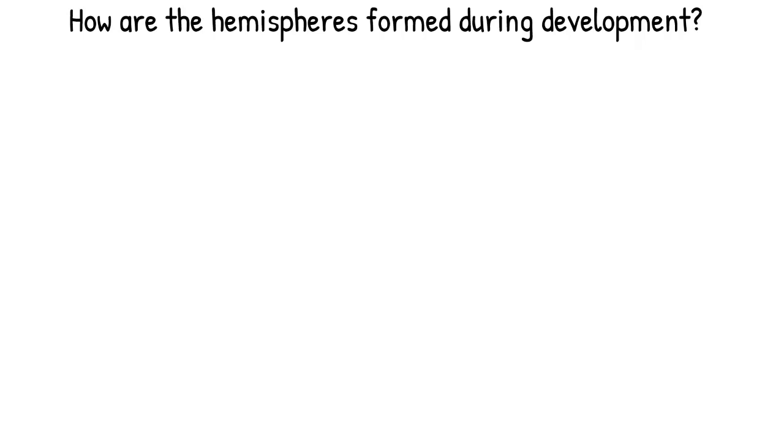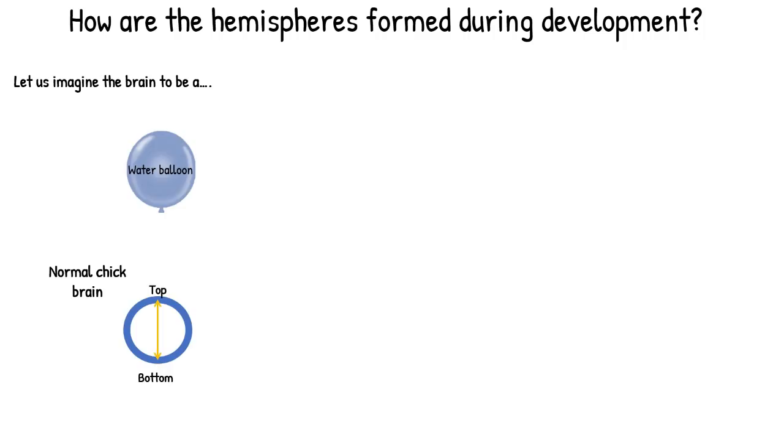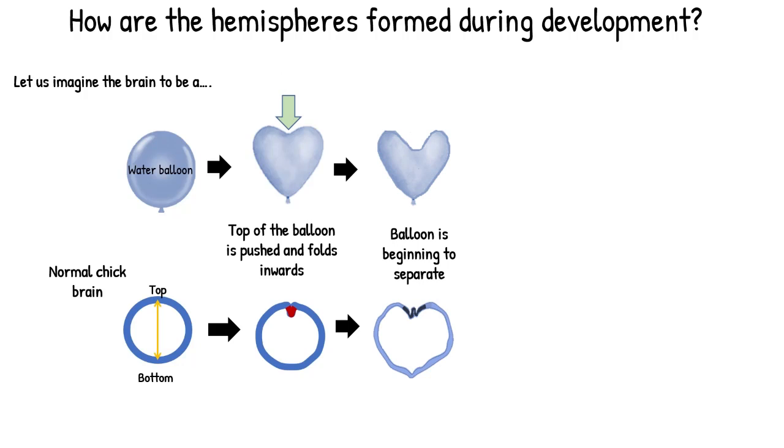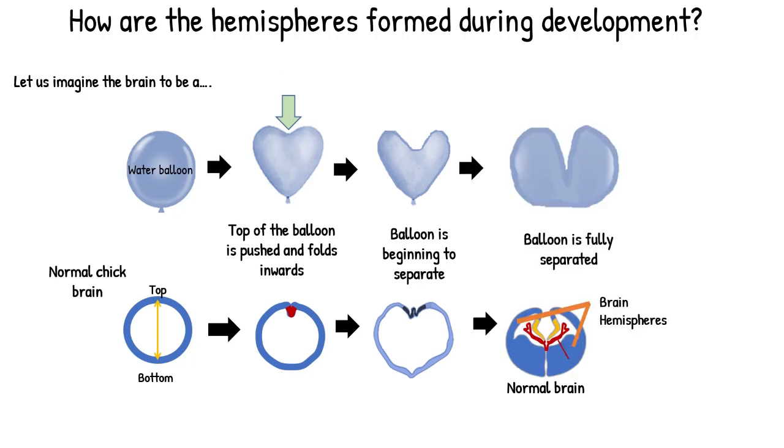I will explain this process simply by imagining the brain at the very beginning to be a round water balloon. Below the analogy, the events happening in the chick brain are shown at the same time. As the embryo develops, the top of the balloon is being pushed, forcing it to fold inwards. Further in development, this fold deepens, separating the round water balloon into two hemispheres.